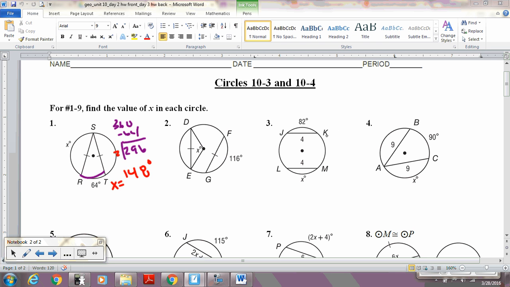On number 3, again, it's using 10.2, which says if the chords are congruent, which they are, they're both equal to 4, then the arcs are congruent. So that means x is equal to 82.